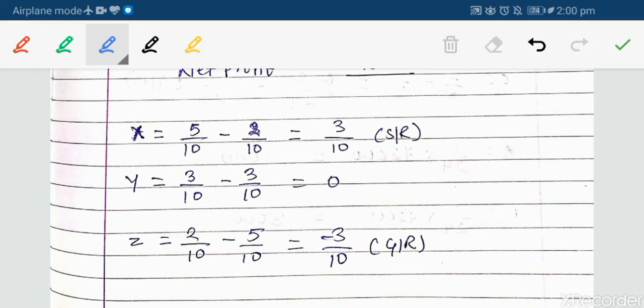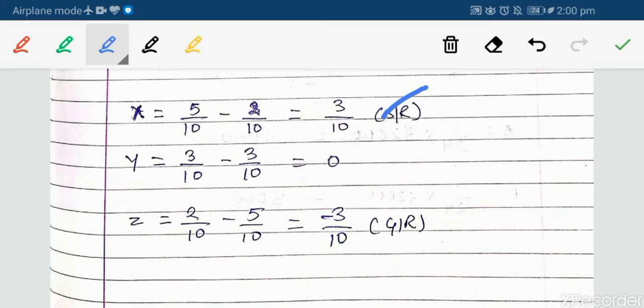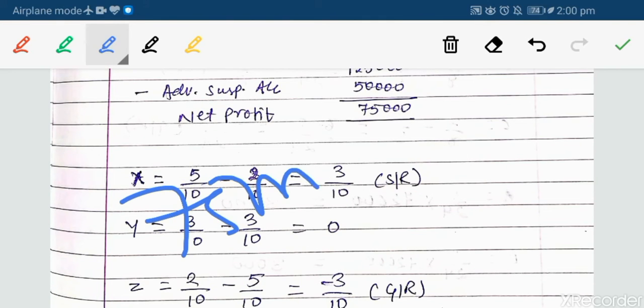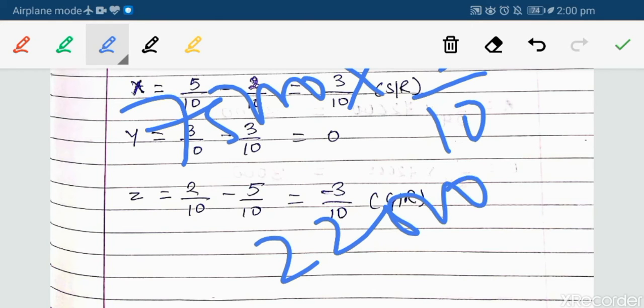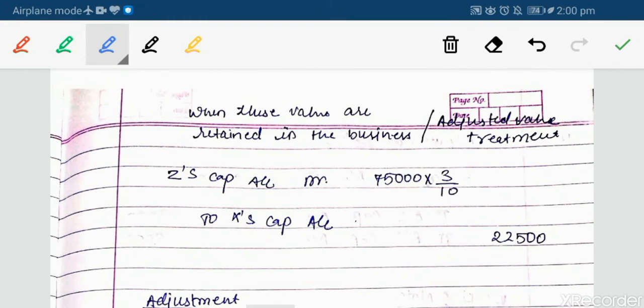So for x, when we calculate it, it comes to 3 by 10 as the sacrificing ratio, and for z it is minus 3 by 10. So what we did: 75,000 was multiplied by 3 by 10, which comes to 22,500, and this 22,500 will be taken from z and given to x, because x is sacrificing and z is gaining. So the entry I passed is z's capital account debit to x capital account, being adjustment entry done.